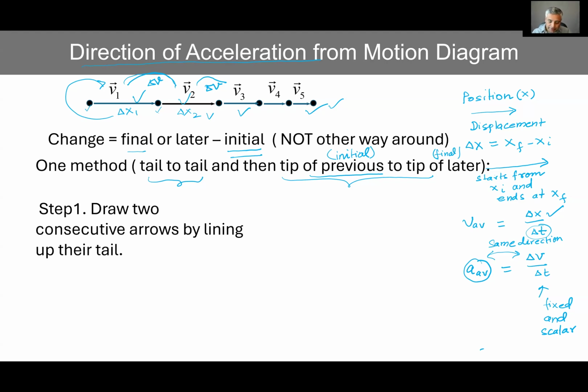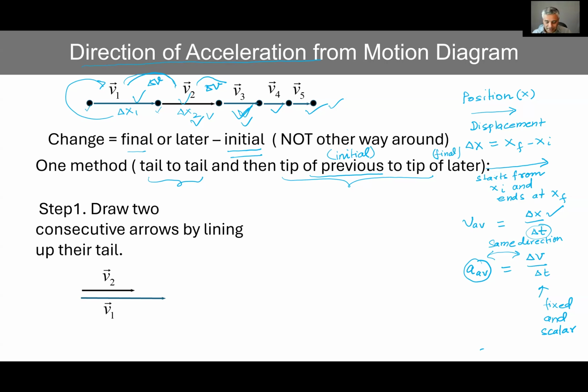So first, in the note I have written 3 steps, but here I am just writing 2 steps. First you need to decide which one you like to use. Are you using V3 and V4, for example, or V2 and V3? You want to choose 2 consecutive from the drawn velocities. Okay. So draw 2 consecutive arrows by lining up their tails. For example, here I am choosing V2 and V3. Oh, V1 and V2. Okay.